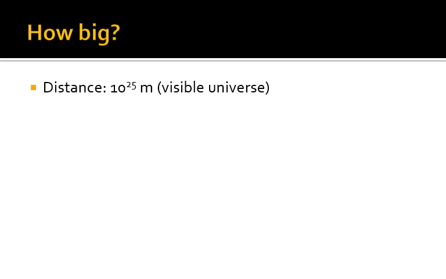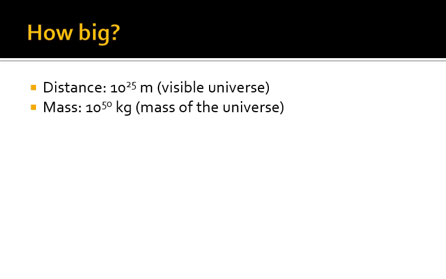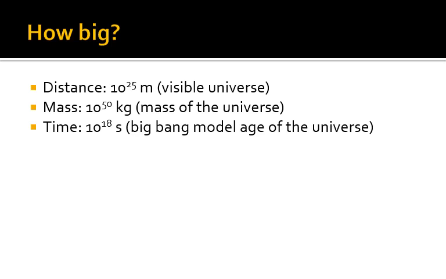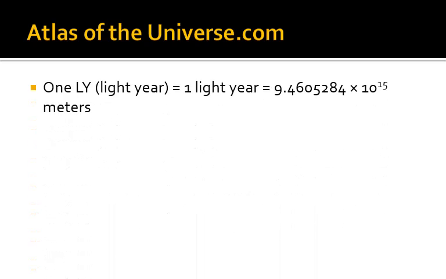How large is the distance of the visible universe, what we can see? 10 to the 25th meters. Again, just enormous size. It's hard for us to fathom that size. The approximate mass of the universe, 10 to the 50th kilograms in orders of magnitude. And the age of the universe, based on the Big Bang model, 10 to the 18th seconds. And what we'd like to do with this kind of perspective, looking at the universe, the atlas of the universe.com is a great way to visualize the size and scope of the universe.